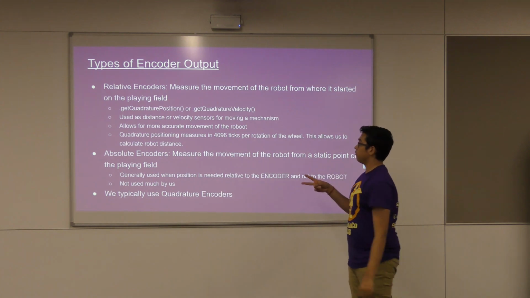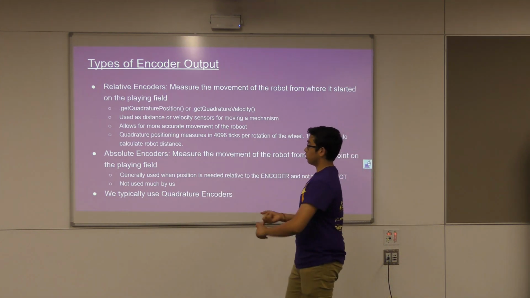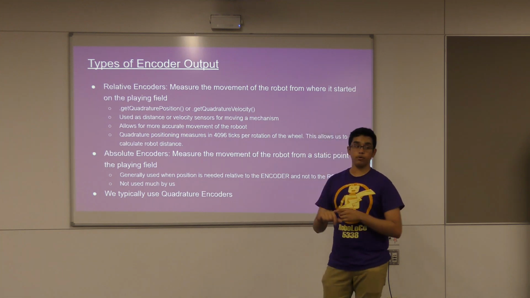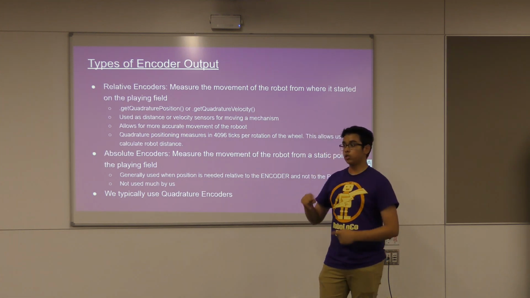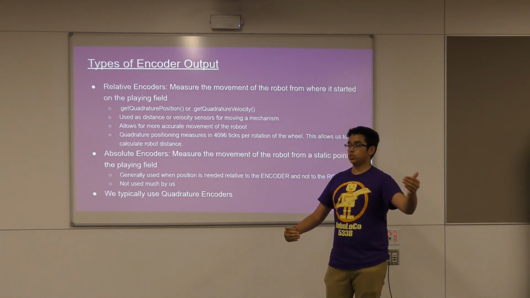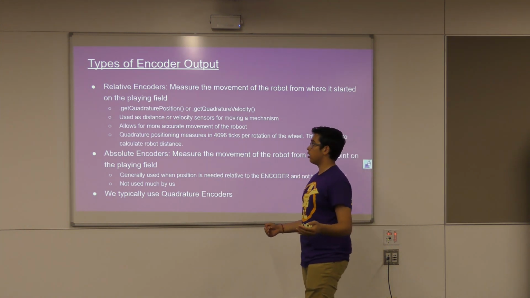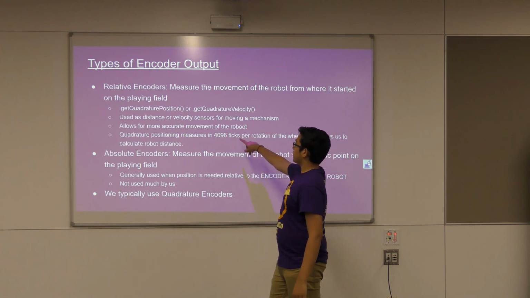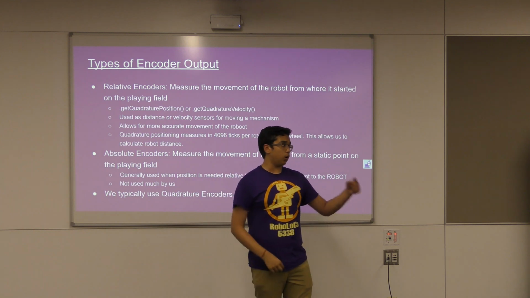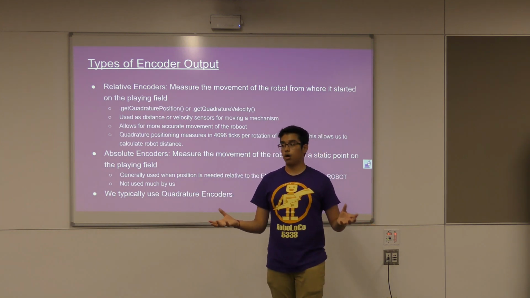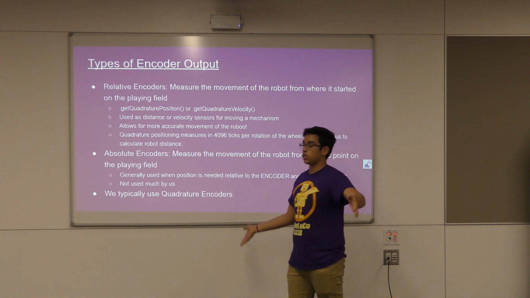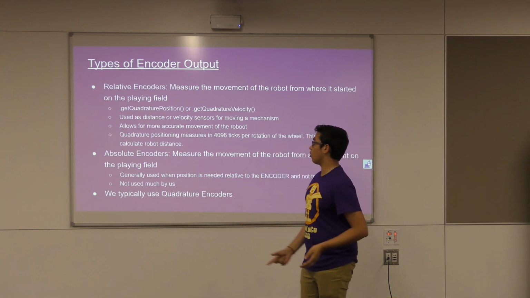There are two types of encoder input. I talked about this earlier: relative encoders and absolute encoders. Relative encoders reset every single time you power them on, which means it tells you this is how much distance I've traveled since I powered on. When we get to actual programming, you use something called getQuadraturePosition. Quadrature position is just a type of relative encoder, where it tells you how many ticks I've gone since I powered on.